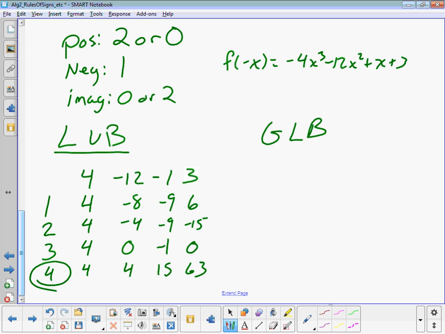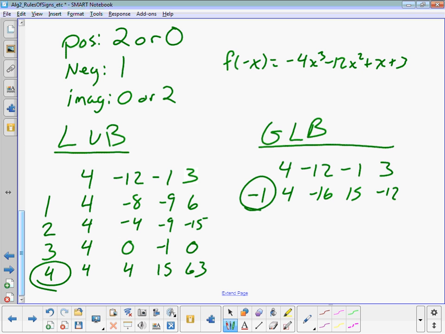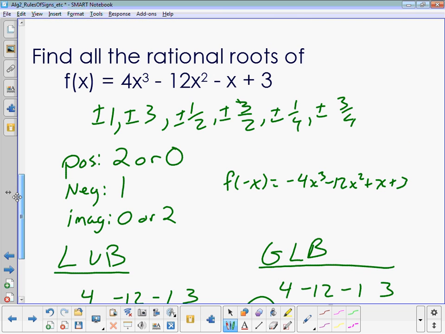So now let's look at the lower bound one. Again, 4, -12, -1, and 3. We did the -1, so it'd be 4, -4, -16, +16. -1 would be a 15, -15, -12. So that works out great in that -1 is our lower bound. So I don't have to try any numbers outside of -1 and 4. So when I look at my possible list of numbers here, I have to do positive and -1. I don't have to do -3. I don't have to do -1/2. But I do have to do all the rest of them.